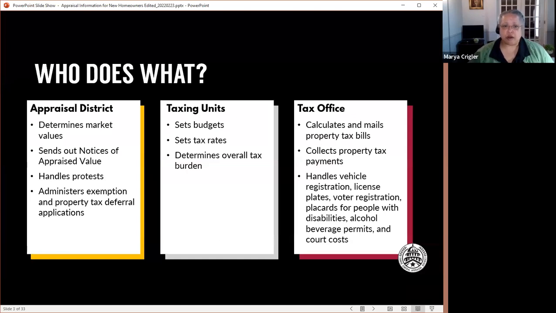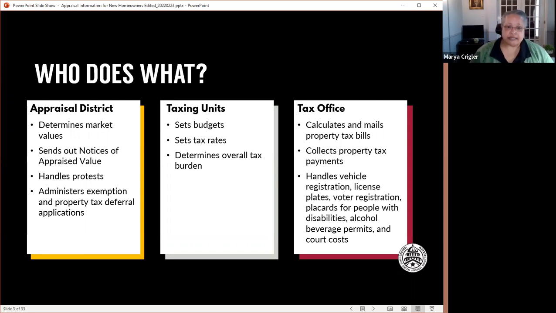So first, we'll talk about the property tax system and who does what. There are three main players in the property tax system. You have the Appraisal District, which is my office. I'm Marya Crigler, and I'm the Chief Appraiser of Travis Central Appraisal District. Our job at the Appraisal District is to determine the market value of properties, and we do that every year. Our assessment date is as of January 1st of each year. And we also send out notices of appraised value. We handle any protests regarding market value, and we administer exemptions and property tax deferral applications.